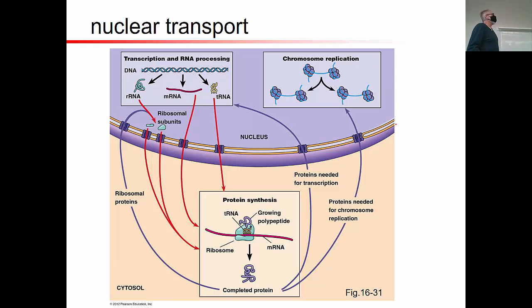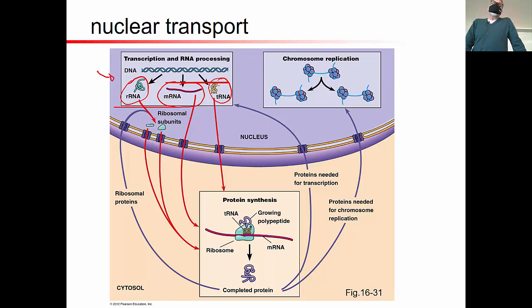If we look inside the nucleus, in the top left, we can see transcription occurring and 3 types of RNA. There's more than these 3, but the 3 that we often talk about are rRNA, ribosomal RNA, which is used to make the ribosomes; mRNA, which will be our template for proteins; and tRNA, which is utilized in the process of translation.